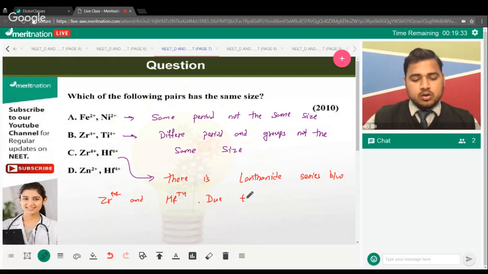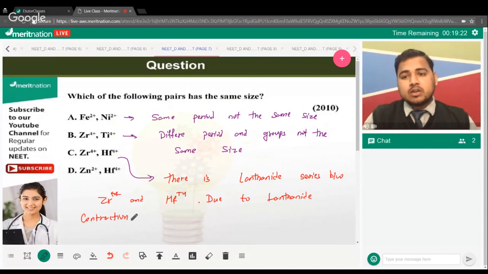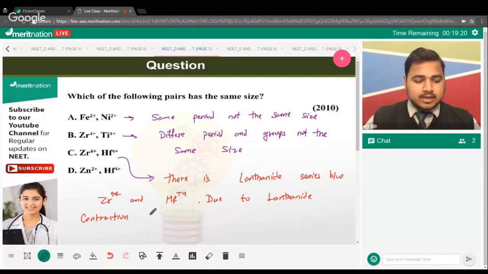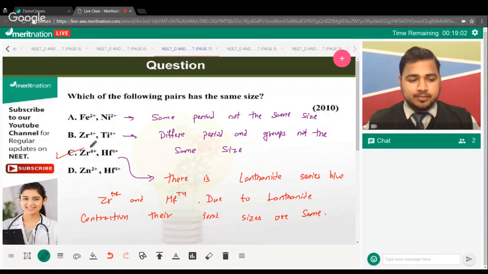Due to lanthanide contraction, and what is lanthanide contraction? We have already studied. Due to lanthanide contraction, their ionic sizes are same. Ionic sizes are same. So that's why correct answer is option C. Very simple.